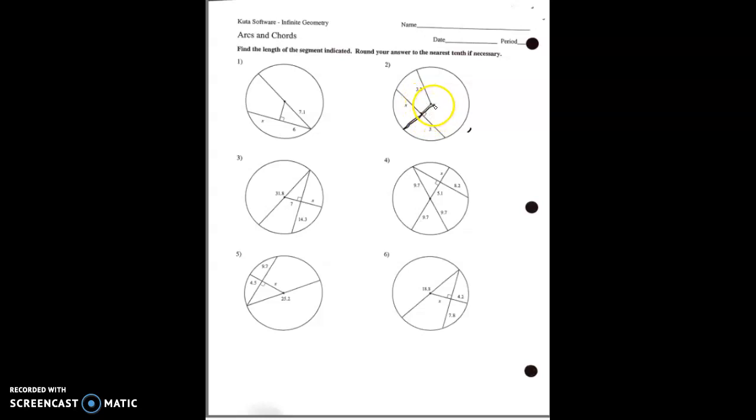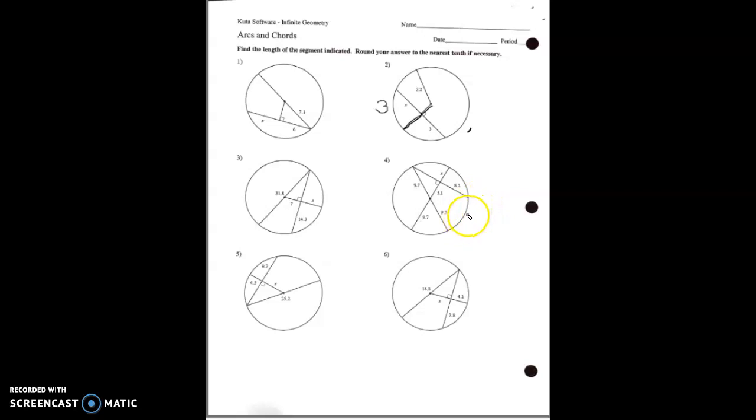Okay, so we know from our definition that this radius is perpendicular, then that means it is bisecting. So x is simply 3, because if this half of it is 3, then this half of that chord has to be 3. So it's simply looking at it and knowing your vocabulary, your chords, your radius, and what it means when it's perpendicular. Okay, that's number 2.